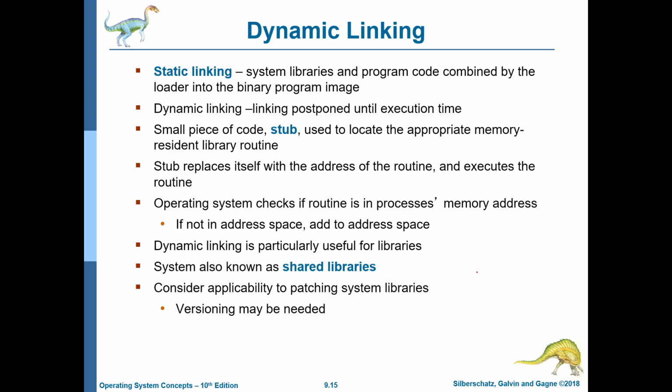Static linking, on the other hand, is where everything is combined at compile time, but dynamic linking, as we have just seen, is done at execution time, where a small piece of code known as a stub is used to locate the library. You can always use the ldd command in Linux to find out where the library is. The stub will replace itself, or add an indirection to the address of the routine, once it's loaded. The operating system will add it to the address space of the process after a system call is made. And as we have discussed, dynamic linking is particularly useful in the case of shared libraries.